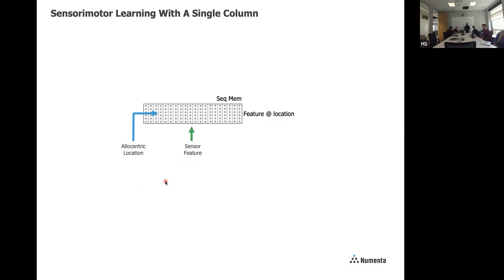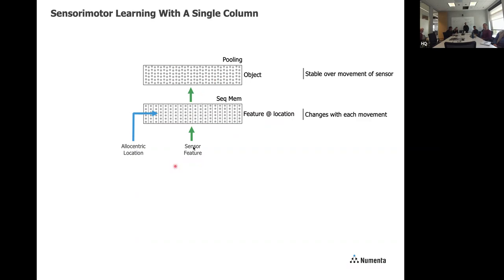So this is an explanation at a high level of how the model works. You have sensory features coming in at the bottom. You have essentially our sequence memory, except the context signal is this allocentric location signal. And what cells in these mini columns are representing now are features at specific locations. In this paper, we had a two-layer model where the second layer, what we call the object layer, performs a pooling operation.